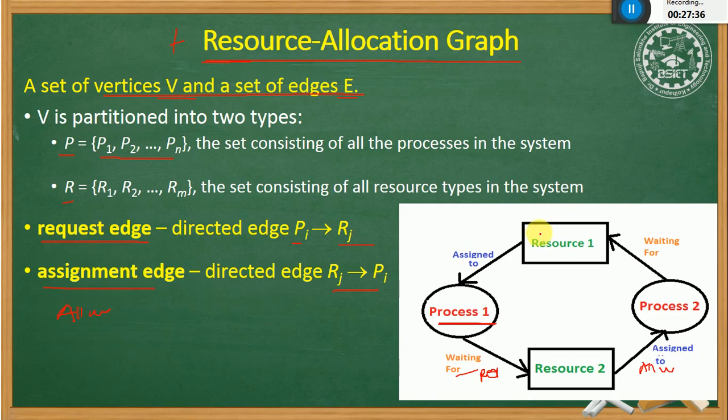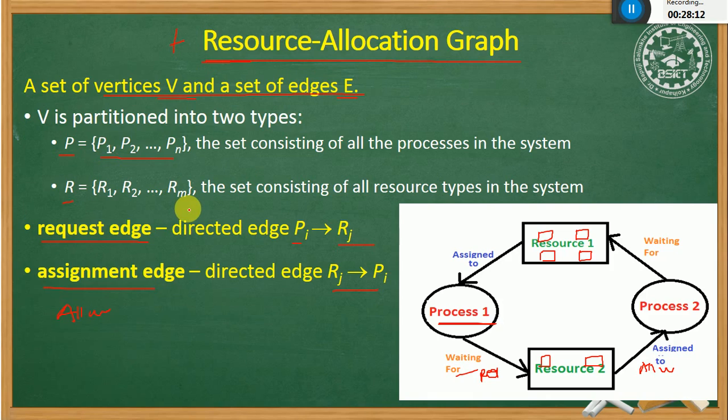Suppose inside the rectangle I have small rectangles, say four squares. It indicates that resource 1 has four instances, meaning there are four units of resource 1. The physical quantity is four, so this resource can be utilized by four different processes at a time. Suppose I have drawn two rectangles, that means resource 2 has two instances. This is additional information in the resource allocation graph.